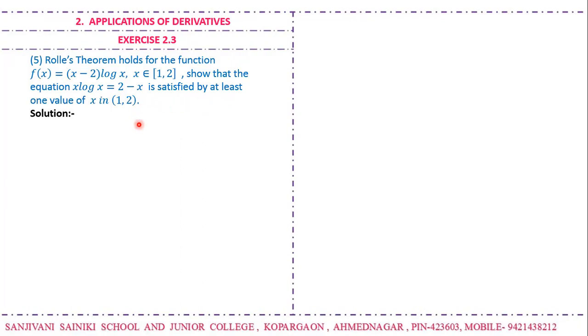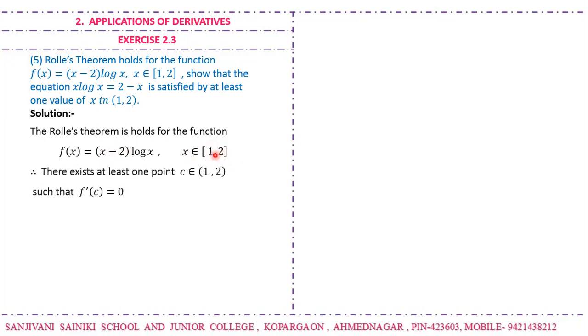Again, Rolle's theorem holds. That means all three conditions of Rolle's theorem are satisfied. So f of 1 must be equal to f of 2. That is the third condition. And there exists a c in the open interval such that f dash at c is 0.